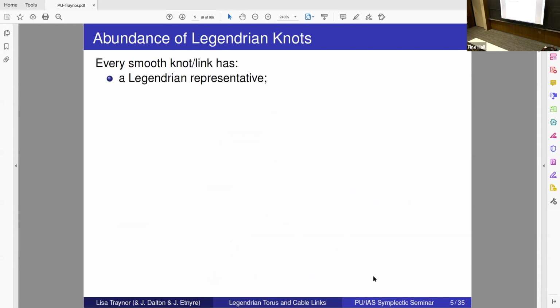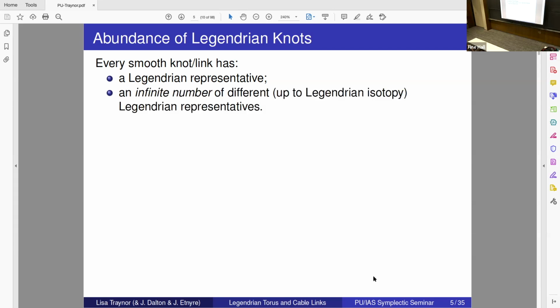In fact, Legendrian knots are so abundant. You can take any smooth knot or any link type, and it will have a Legendrian representative. In fact, not just one, but an infinite number, up to Legendrian isotopy. So if I have two Legendrian knots, I'd be interested in getting from one to another by a one-parameter family of Legendrians, respecting the geometry at all times.